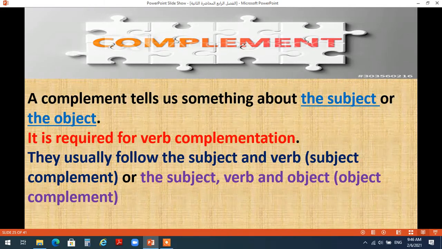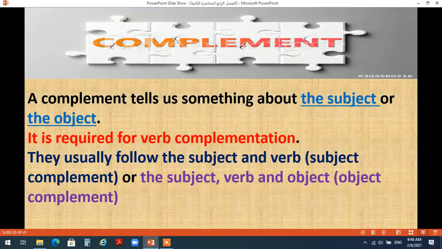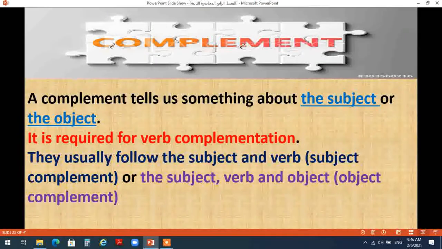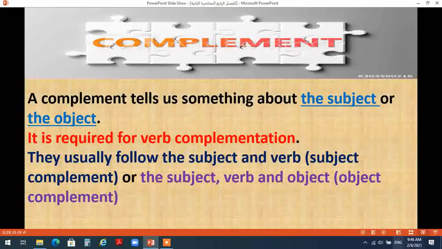They usually follow the subject and verb, subject complement. إذن يأتي ال subject complement بعد الفاعل والفعل في الجملة. Or the subject, verb and object if we have an object complement. أما ال object complement فيأتي بعد الفاعل والفعل والمفعول به المباشر كي يتمم معنى المفعول به المباشر.